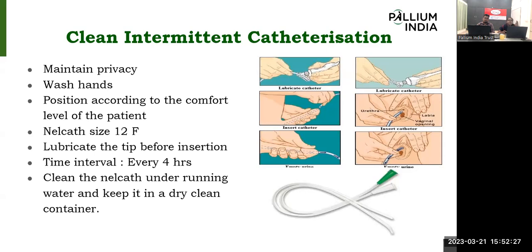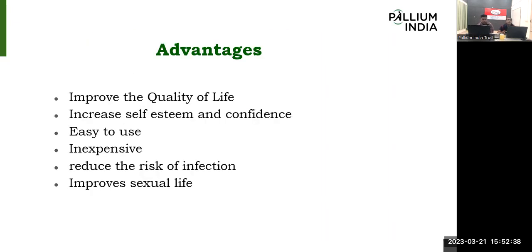We usually give 4 sets of NELCAT to the patient, and every 4 hours they have to change the NELCAT. Here the advantages are that we can improve the quality of life of the patients, because of self-confidence and ease of use. It is inexpensive, and reduces the risk of infection, and we can improve the sexual life also, because with intermittent catheterization they can do it every 4 hours, so in between there is no catheter in their area.